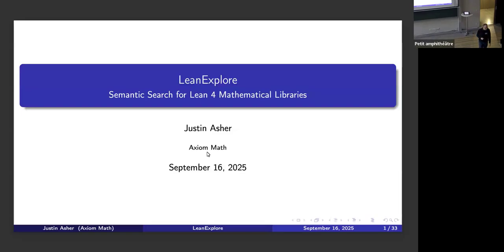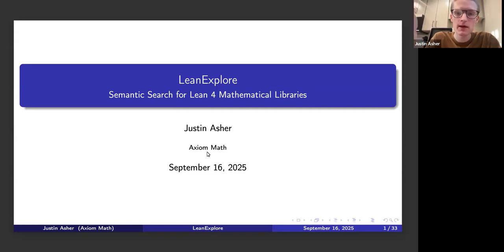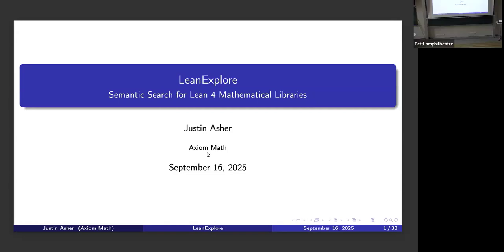Okay, so today I'm going to talk about a search engine I built for Lean. It's called LeanExplore, and it's a semantic search engine for Lean 4 mathematical libraries. I'm Justin Asher. I'm a researcher right now, or a resident, working at Axiom Math, and this is some work that I did before being at Axiom.